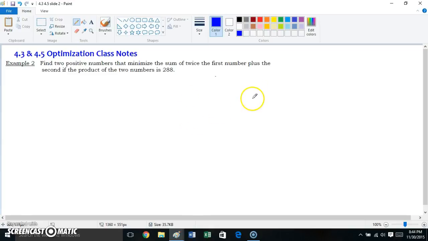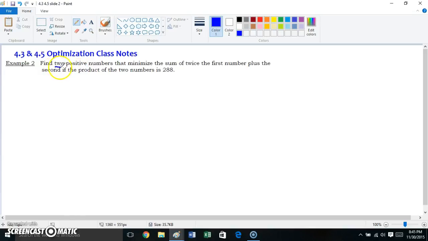The next example in the class notes on optimization is example number 2. It says find two positive numbers that minimize the sum of twice the first number plus the second if the product of the two numbers is 288. Okay, the challenge in math is oftentimes just reading the question and understanding what it's telling you.